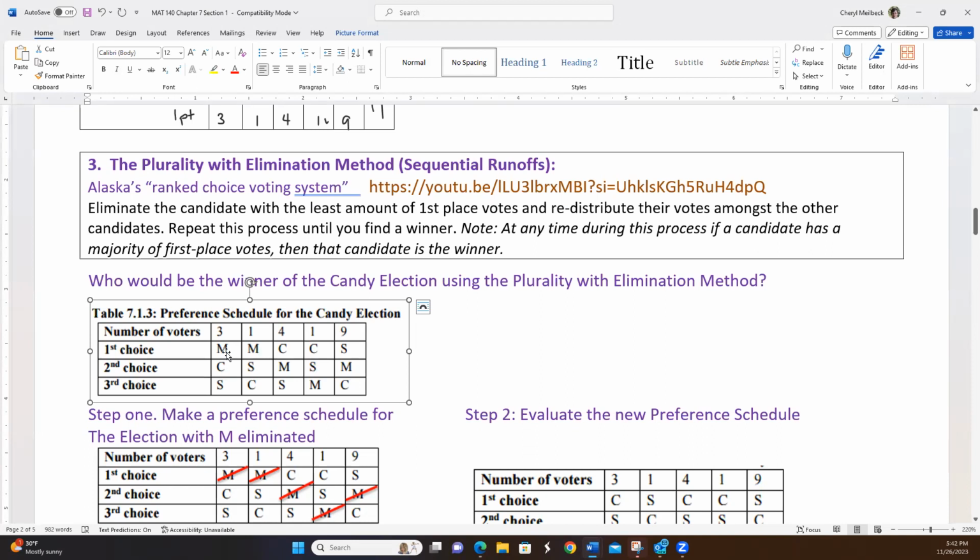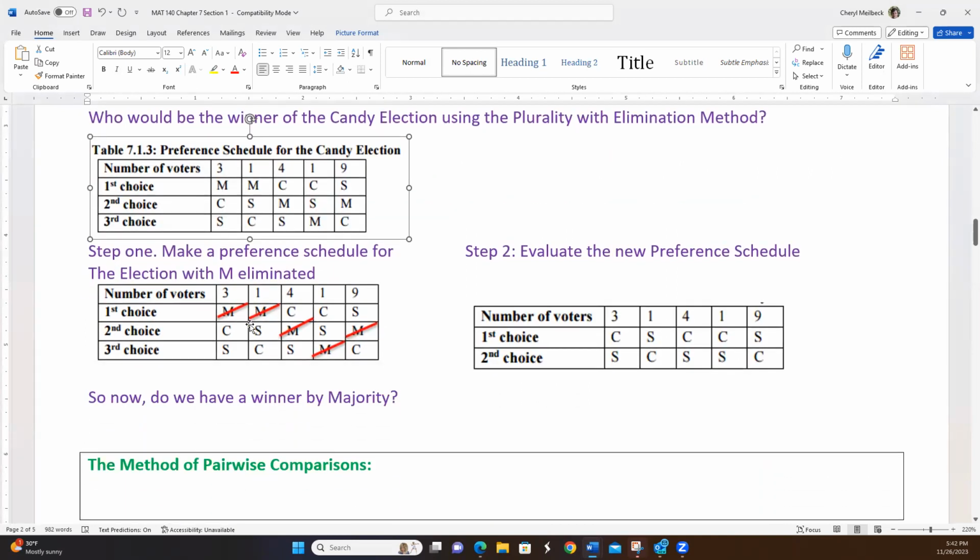So candidate M, which was miniatures, who won by plurality, has the fewest first place votes, just 4. So wherever we see an M, we mark them off. M just got eliminated because he had the fewest first place votes. But what happens is in my first column that had 3 votes, C and S move up. S and C move up to first and second place in the second column, and C and then S move up in the third column, and so on.